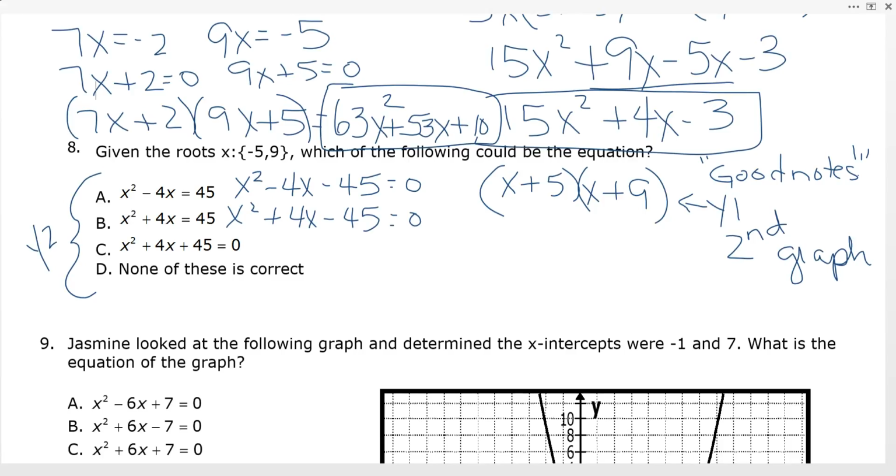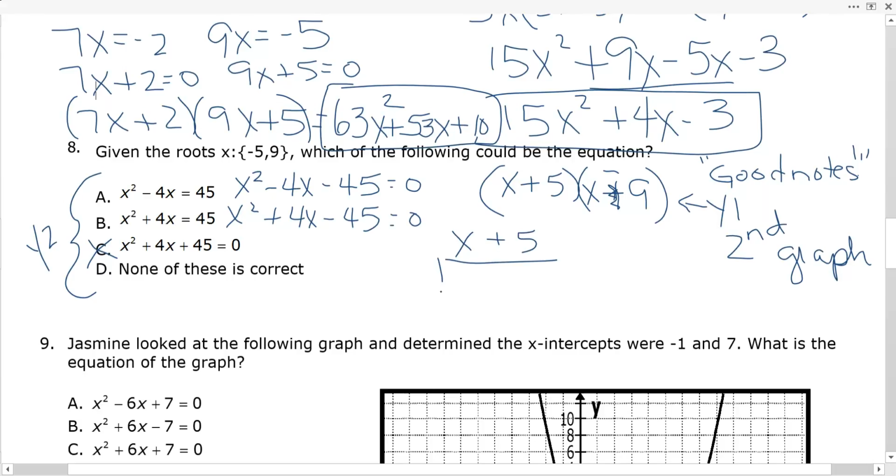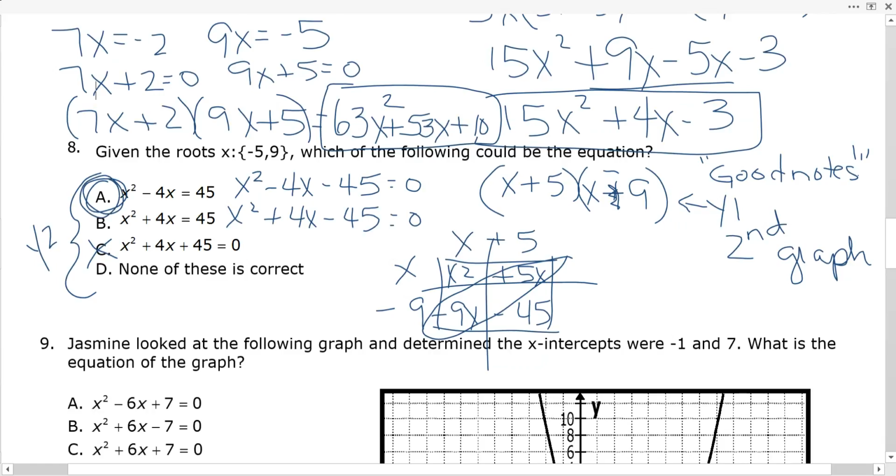And first of all, did you catch my mistake? I put x plus 5, and this is going to be x minus 9. So I know that I'm going to have minus 45, and let's just see what happens, x plus 5 times x minus 9, so I have x squared plus 5x minus 9x minus 45. So when I add those together, I end up with minus 4x. So A is my answer.